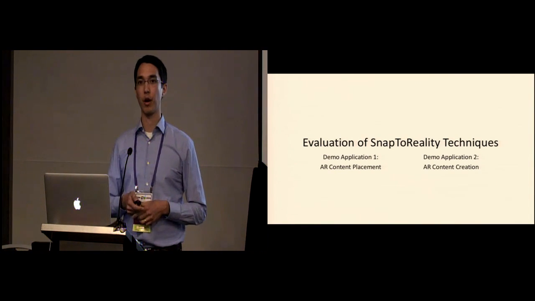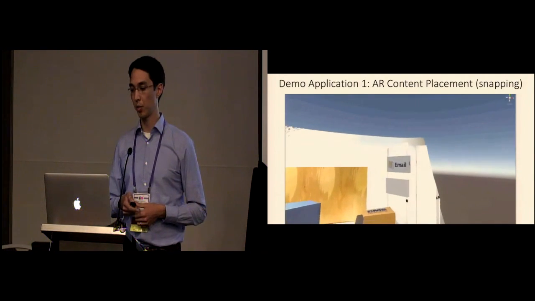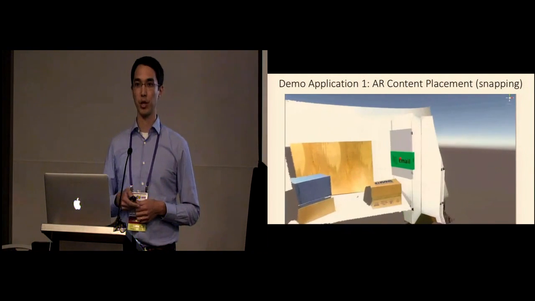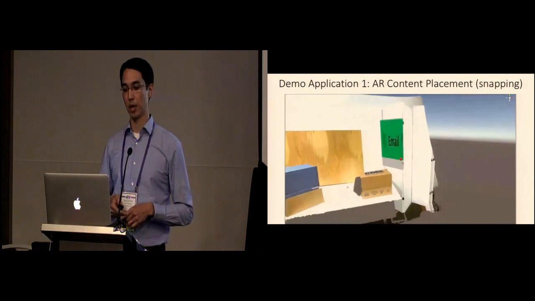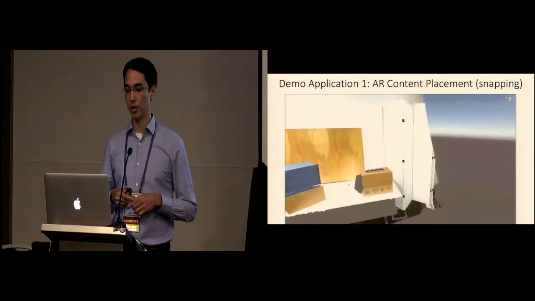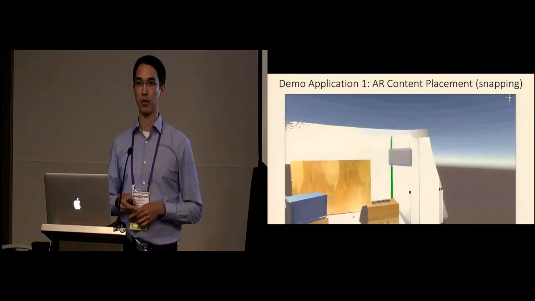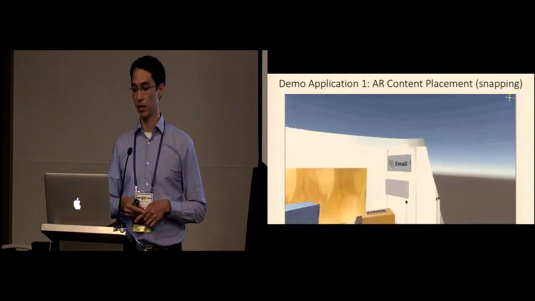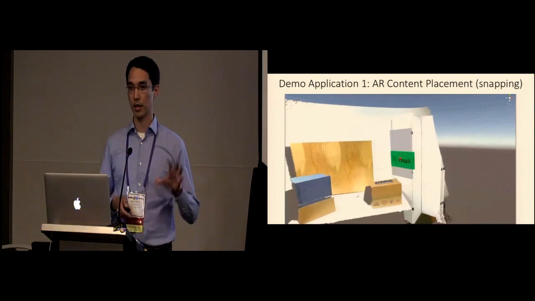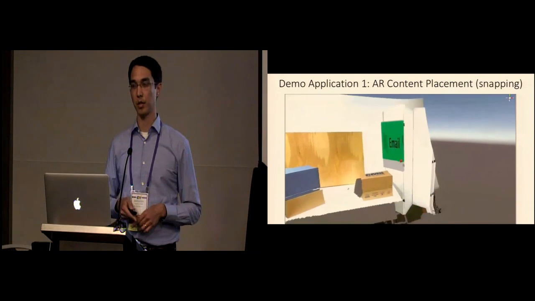So then we evaluated our SnapToReality techniques. The first application was AR content placement, and the second one was AR content creation. For AR content placement, we wanted to see how fast users can place, orient, and resize different virtual content with respect to the real world, with snapping and without snapping. In this example, you see that the user is picking up a virtual application window, and then it has a target ghost window that they have to match first in position and orientation as the first part of the trial, and then next in size to resize. And we gave users 20 trials, 10 with snapping and 10 without snapping.